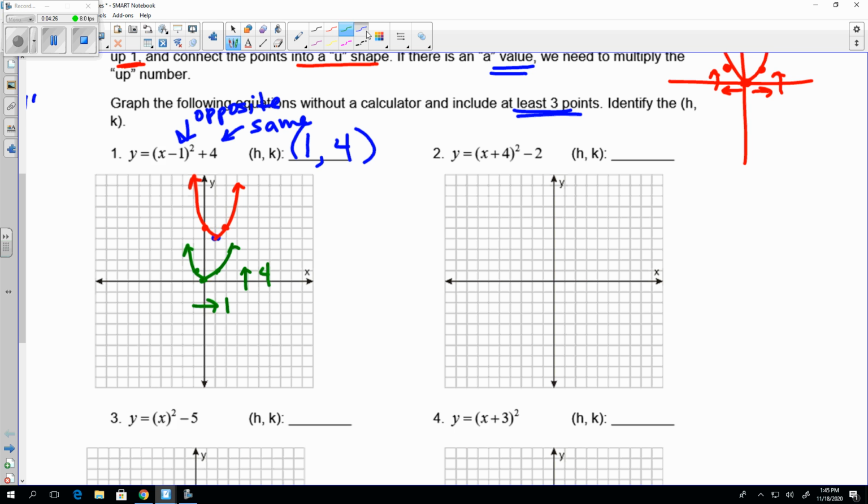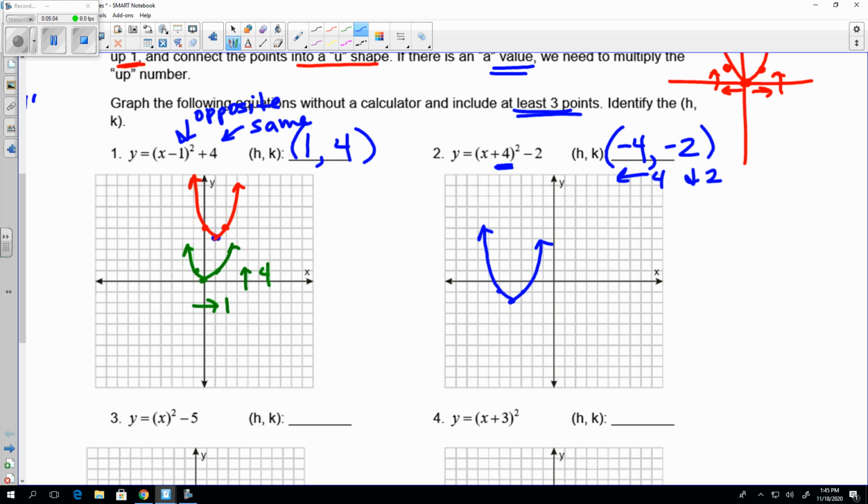Okay? Looking at number 2, find that hk. The opposite of this number, so that means it's going to be -4, or it moved to the left 4. And we'll keep the second term the same, so we have -2. So really this graph moved to the left 4, and it moved down 2 from the original. So our vertex and all the other points would be shifted down 2 and to the left 4. So there's our new vertex. Instead of it being at 0, 0, now it's at -4, -2. And we're going to go over 1, up 1, each side from the vertex.